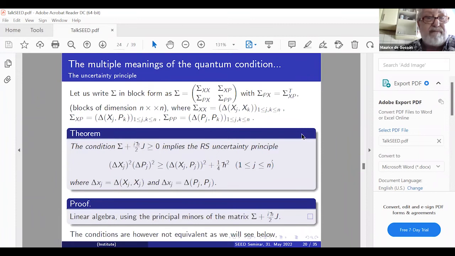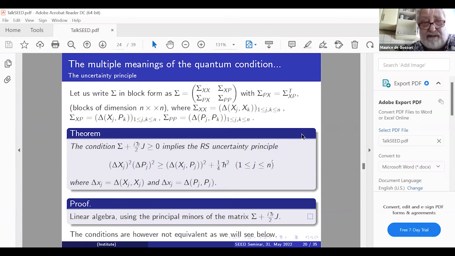So, the multiple meanings of the quantum condition, I already talked about this a moment ago. Unfortunately, I didn't notice that I used the notation delta instead of the small sigmas here for the covariances. But still, here you have this rewritten again. The proof that we get the Robertson-Schrödinger uncertainty principle is easy, just linear algebra. You just discuss the principal minors of the matrix here.